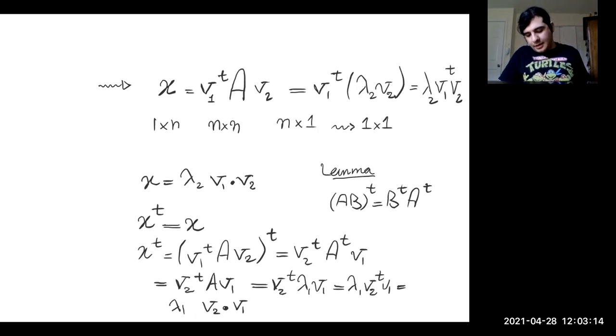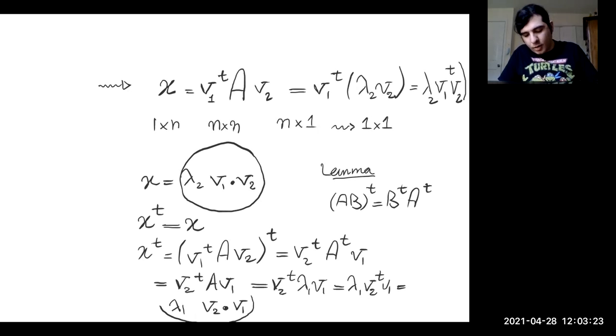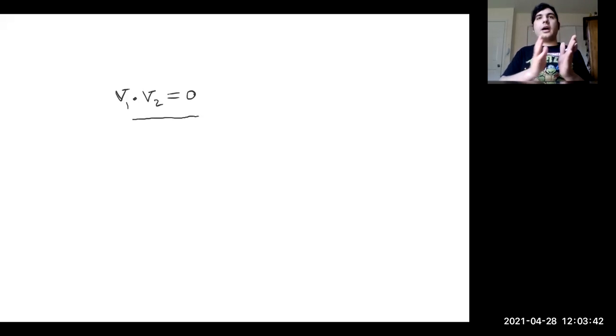So what does this tell us? Well, this quantity here, lambda 2 V1 V2, is equal to this quantity here, lambda 1 V1 and V2. But that is not possible because lambda 1 is not equal to lambda 2 unless V1 dot V2 is 0. So therefore, we have V1 dot V2 equal to 0. So the eigenvectors are normal to each other.